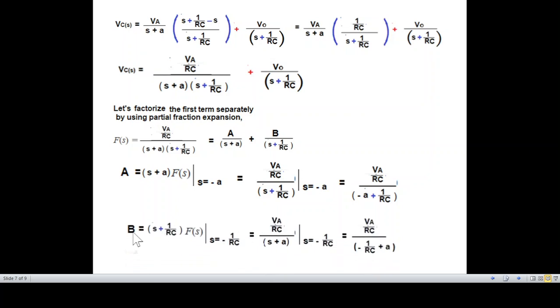And similarly for B, same technique. So we multiply Fs with this denominator term. And this equal to 0 means S is equal to minus 1 over RC. And again, when you multiply this by Fs, then the RC term gets cancelled. So VA RC divided by S plus 1, and the condition is this. For S, now we'll put minus 1 over RC. So this is the value for B.